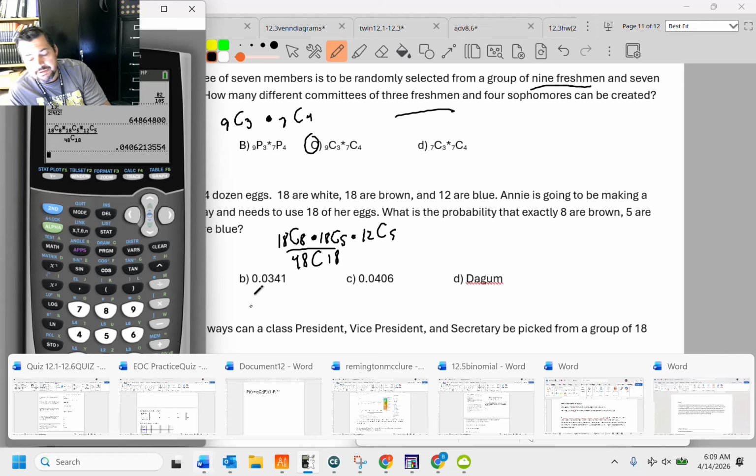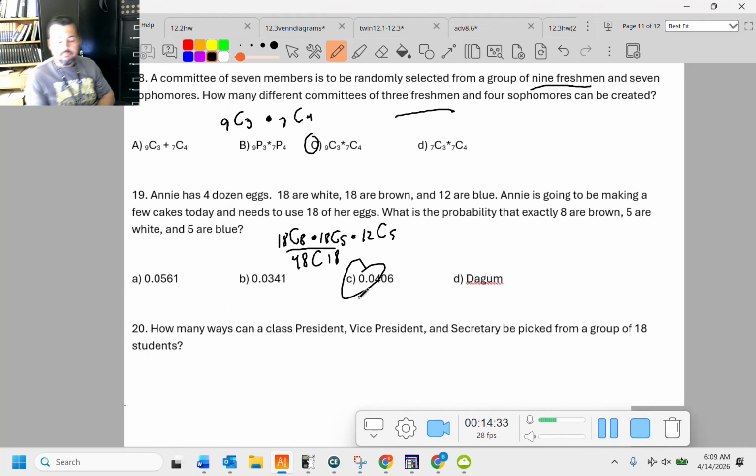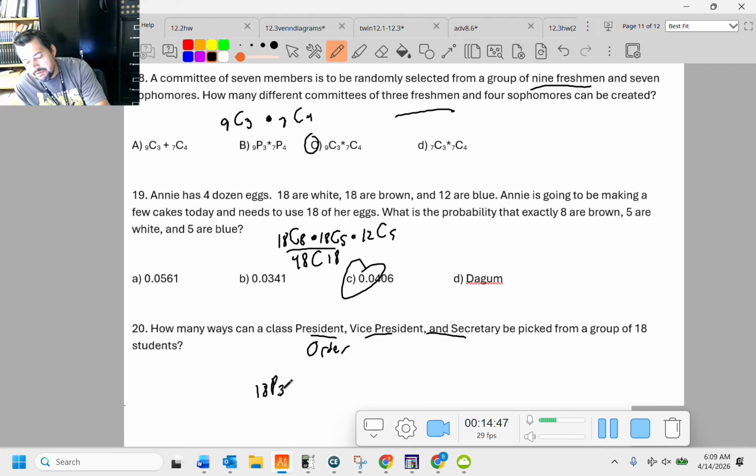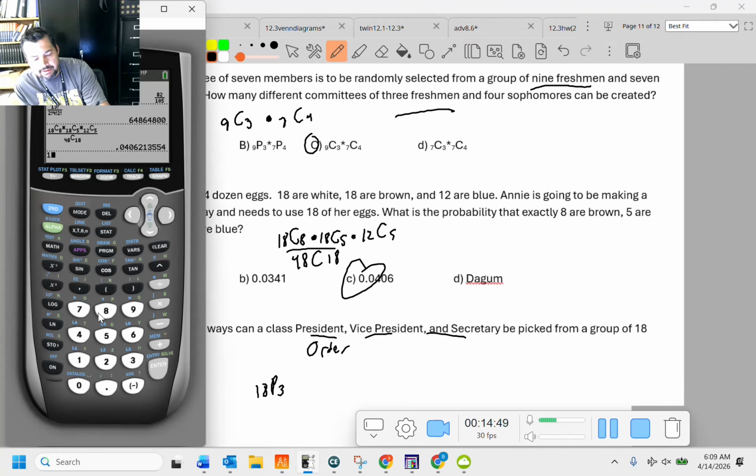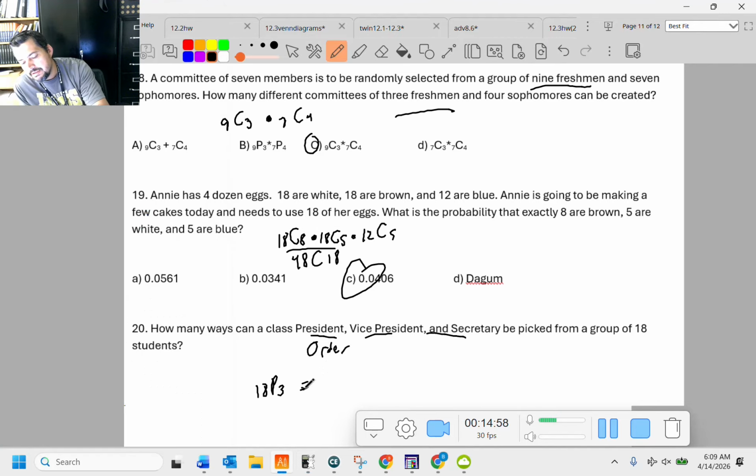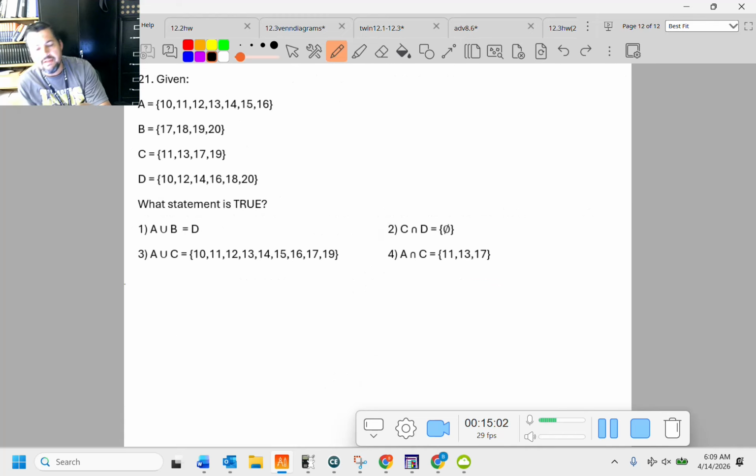Point 0406. Choice C. How many ways can a class president, vice president, and secretary be picked from a group of 18? So you'll notice that there's 3 things here, and it's order, so it's a permutation. There's 18, pick 3. And that's really all you have to do. So it's 18, probability, NPR, 3. 4,896. A lot of kids say 816. I think they did a combination.